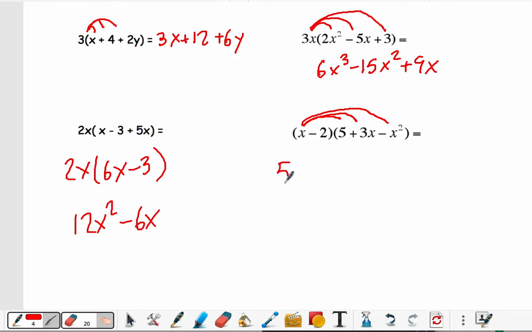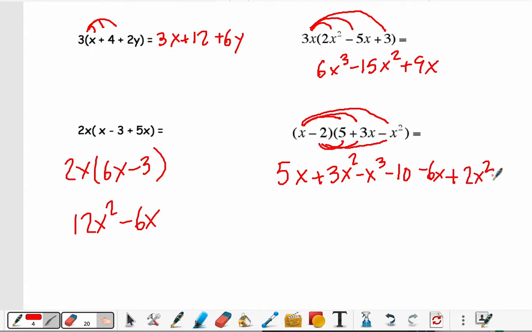You would have 5x plus 3x squared minus x cubed when we distribute x to everything. Then we'll distribute the negative 2. So negative 2 times 5 is minus 10. Negative 2 times 3x is minus 6x. Negative 2 times negative x squared, be careful, is plus 2x squared.